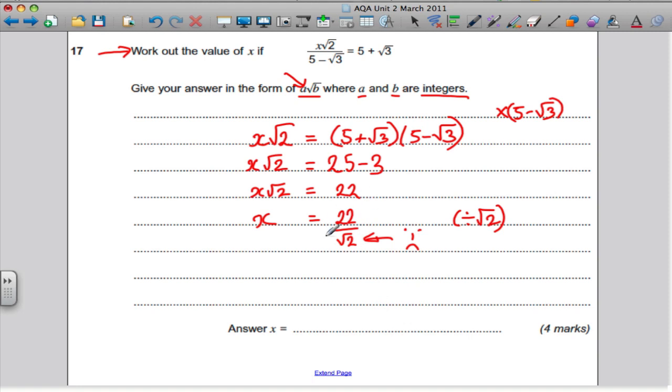So multiply this whole fraction by root 2 on top and bottom, so you would get 22 root 2 over root 2 times root 2, which is 2, and you can simplify that. 22 divided by 2 is 11, and you're still left with your root 2. So a is 11 and b is 2. x is equal to 11 root 2, or 11 times the square root of 2.